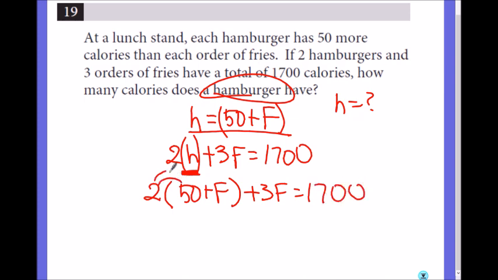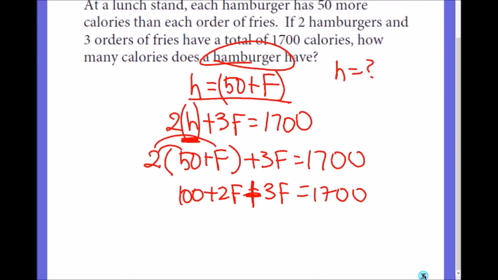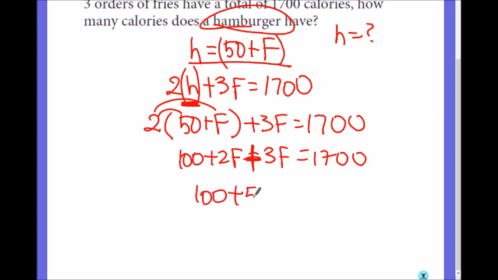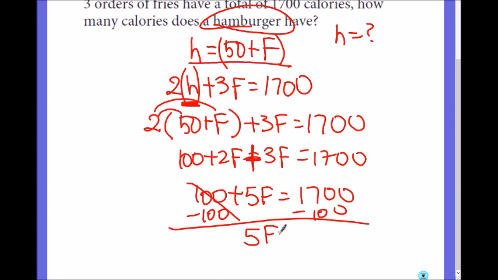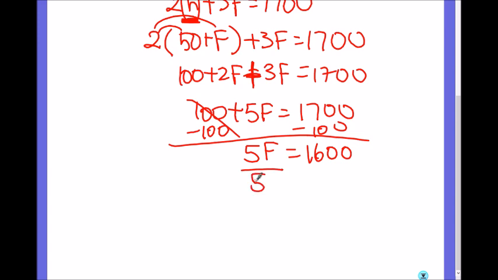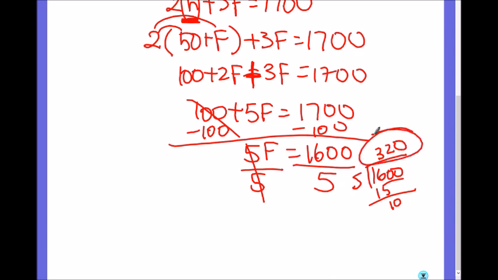So distribute the 2. So 100 plus 2F plus 3F equals 1,700. So I get 100 plus 5F equals 1,700, minus 100 from both sides. So I get 5 French fries equals 1,600. So what is the calorie in 1 order of French fries? You get 1,600 divided by 5. It's 3, 15. Then I get 10, 2, 0. 320. So is that our final answer?